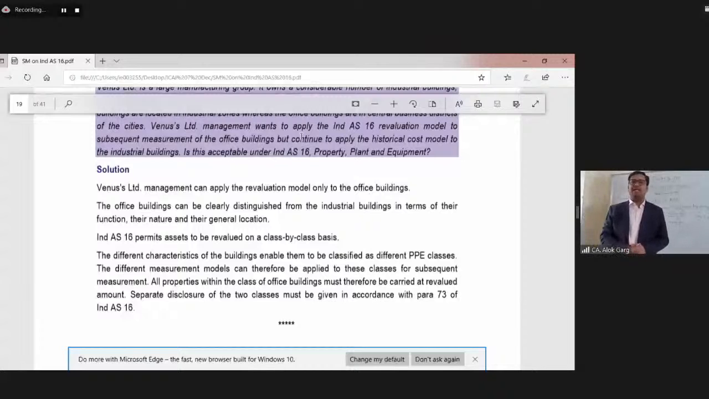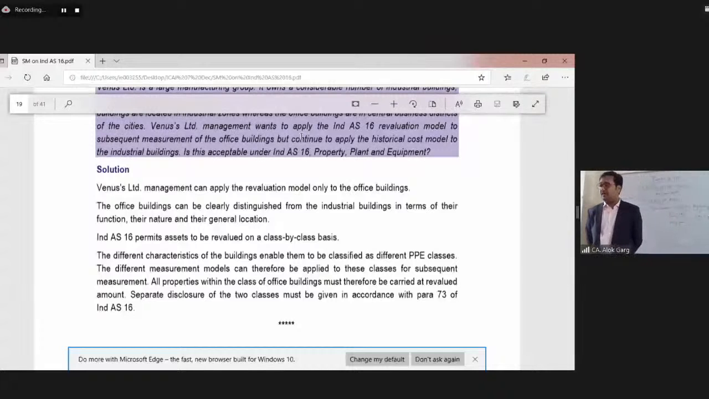Venus Limited management can apply the revaluation model only to the office building. The office building can be clearly distinguished from the industrial building in terms of function, nature, and use in the entity's operation and the general location. Ind AS 16 permits assets to be revalued on a class by class basis. The different characteristics of the buildings enable them to be classified as different PPE classes. The different measurement model can therefore be applied to these classes for subsequent measurement. All properties within the class of office building must therefore be carried at revalued amount. Separate disclosure of the two classes must be given in accordance with para 73 of Ind AS 16.